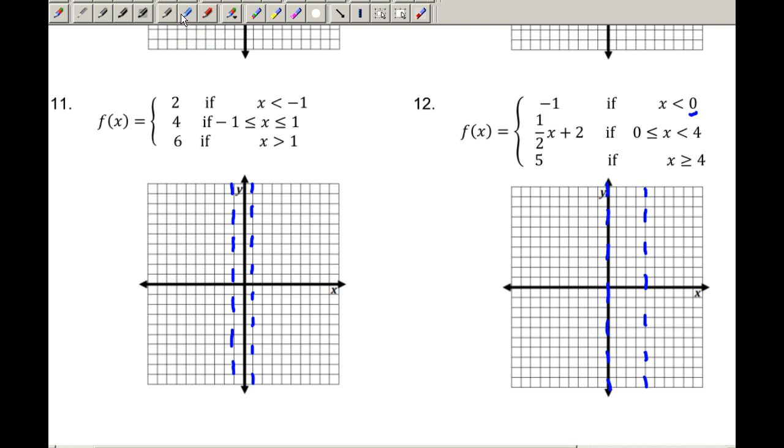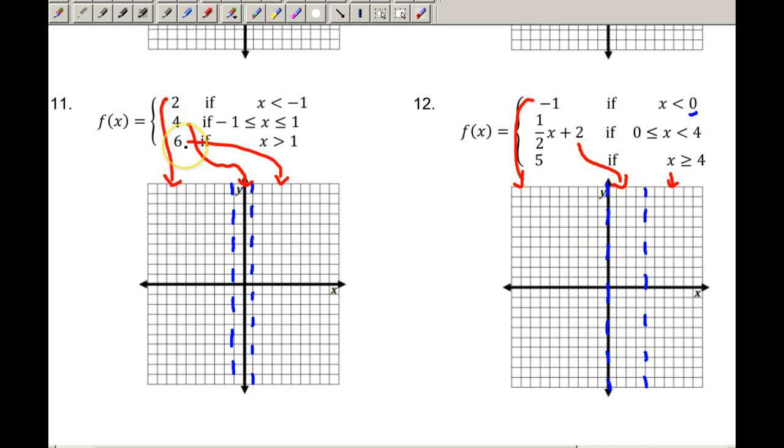And then go through and mark where each one goes. So I know that the 2 is going to go here. The 4 is going to go in the middle. And the 6 is going to go on the right. The 1 is going to go on the left. 1/2 x plus 2 is going to go in the middle. And the y = 5 is going to go on the right. So just draw arrows to where each graph should go, and then you can go through and graph it.